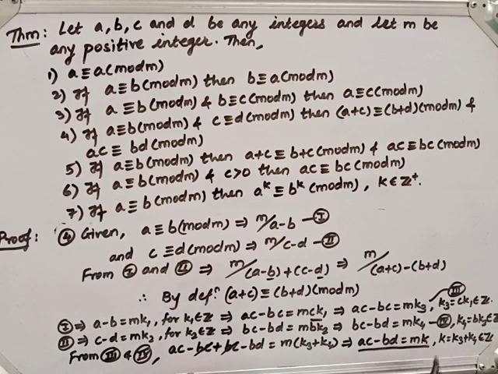So here, look at here, we get ac minus bd is equal to m into k. Means this m divides ac minus bd. So this gives, this m divides ac minus bd. That is same as to say ac congruent to bd modulo m. This is the proof here.